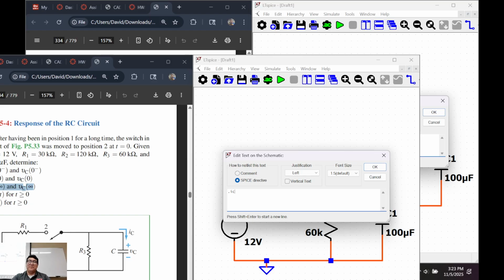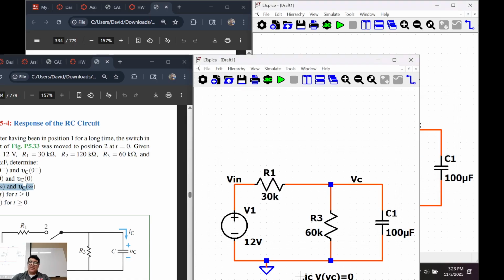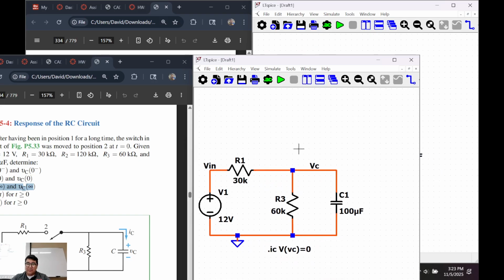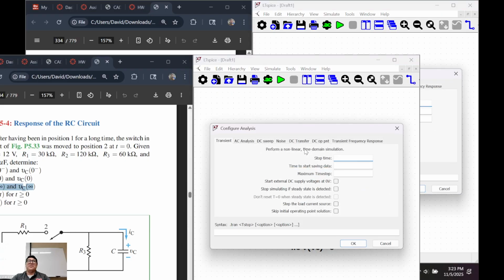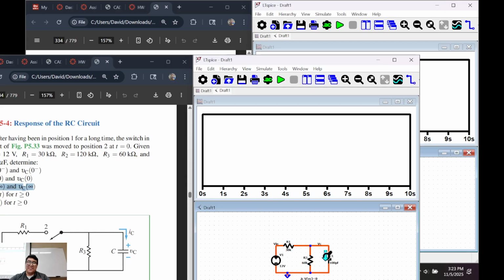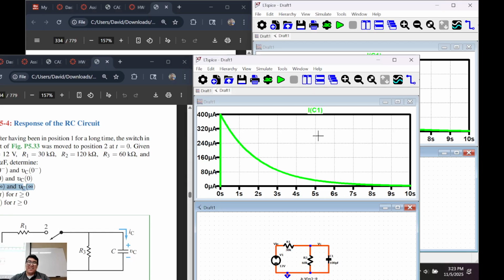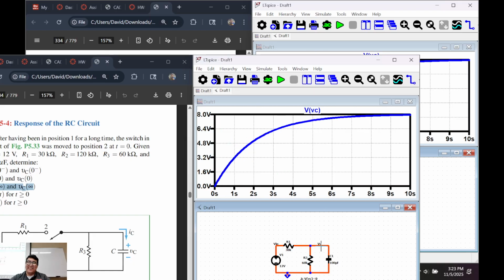.IC, initial condition: the voltage of VC is equal to 0. It's empty, correct? And I think we're good. Let's run it. And we said it was going to be 2 seconds, right? So let's run it for 10 seconds. Let's see if we got it right. Boom, baby. Well, that's a current. That's our voltage. Does that look good? Let's verify.